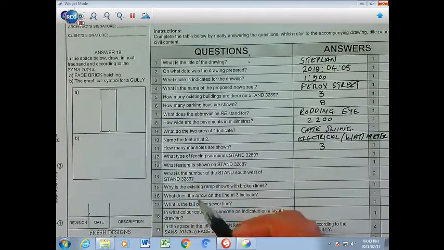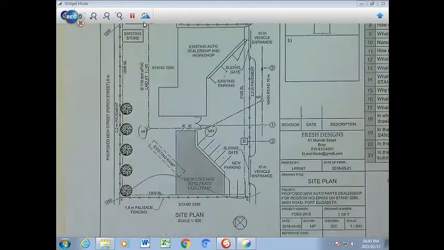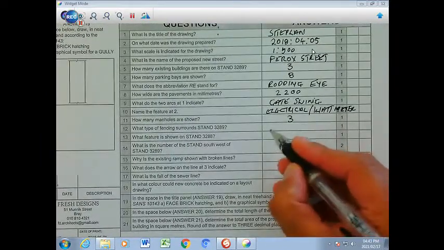What type of fencing surrounds stand 3289? So we're going to look at the type of fencing, and you will find that answer right there. It's a 1.8 meter palisade fencing. So the answer is palisade fencing.